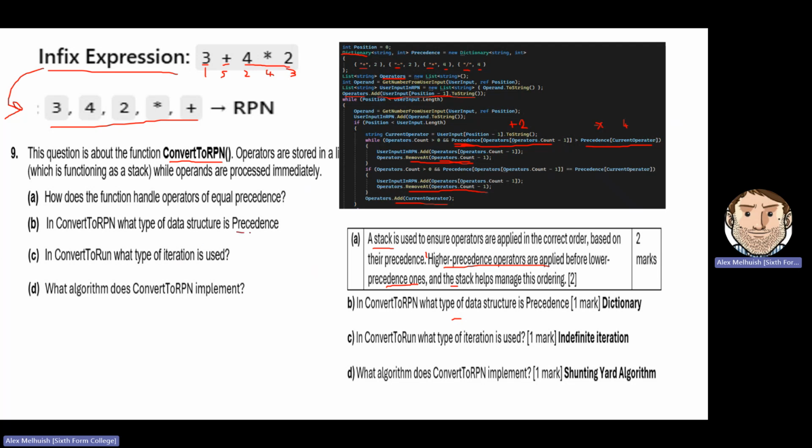What type of data structure is precedence? Well, that was an easy one, wasn't it? Because you could look at the identified precedence and look at its data type, and well, it's a dictionary. So there weren't many issues with that question. A lot of people got that one. This one wasn't well answered.